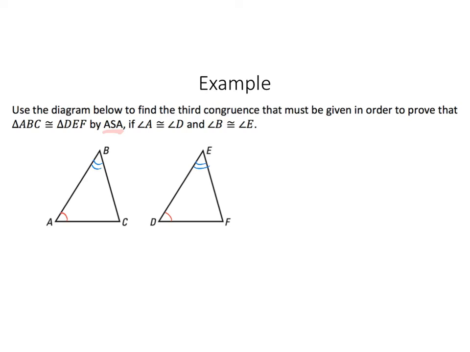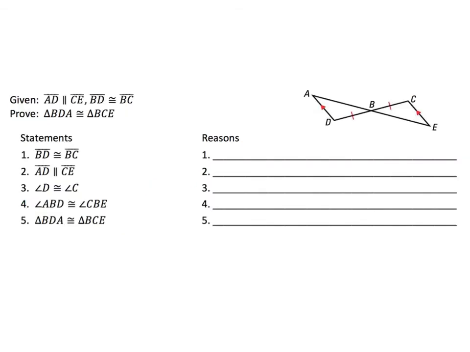For angle, side, angle, we must know two angles and the included side, so you can see it's written in between the two angles. So the sides that are in between, our included sides here, are segments AB and DE. So we must know that they are congruent in order for these two triangles to be congruent by ASA. So here's what that might look like in a proof.